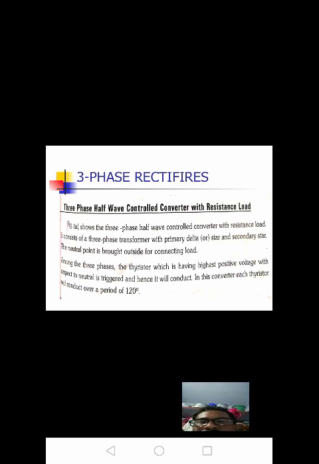Among the three phases, the thyristor which has the highest positive voltage with respect to neutral is triggered and hence it will conduct. In this converter, each thyristor will conduct over a period of 120 degrees. Here we are using three thyristors, each one conducting for 120 degrees, overall 360 degrees, with all three thyristors conducting.